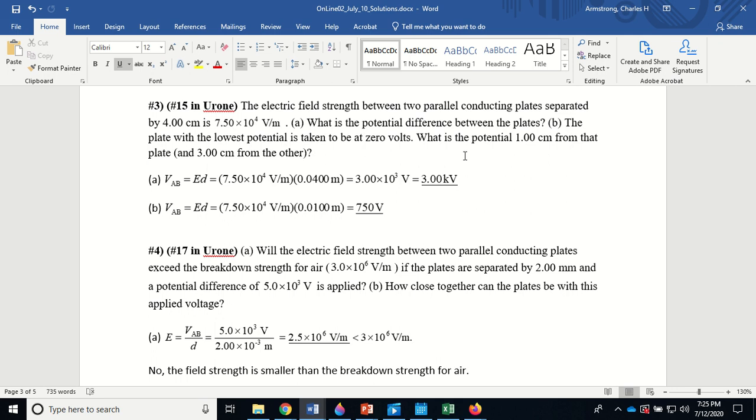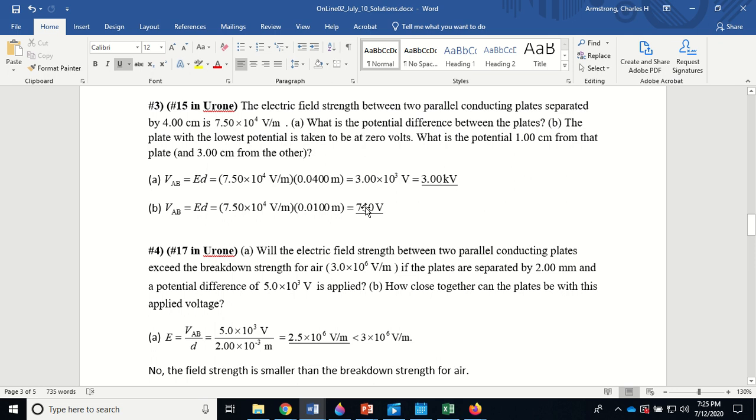What is the potential 1 centimeter from the plate and 3 centimeters from the other? Okay, so here it's the same deal. We've got the same electric field, but now we have a different distance. Instead of the whole 4 centimeters, now we only have 1 centimeter, so you plug that in. If we were 1 centimeter from one plate, then we'd be up to 750 volts. So we started from 0, and 1 centimeter away, we're at 750. Okay, 2 centimeters away, we'd be at 1,500. And then the whole 4 centimeters away, we'd be up to 3,000.